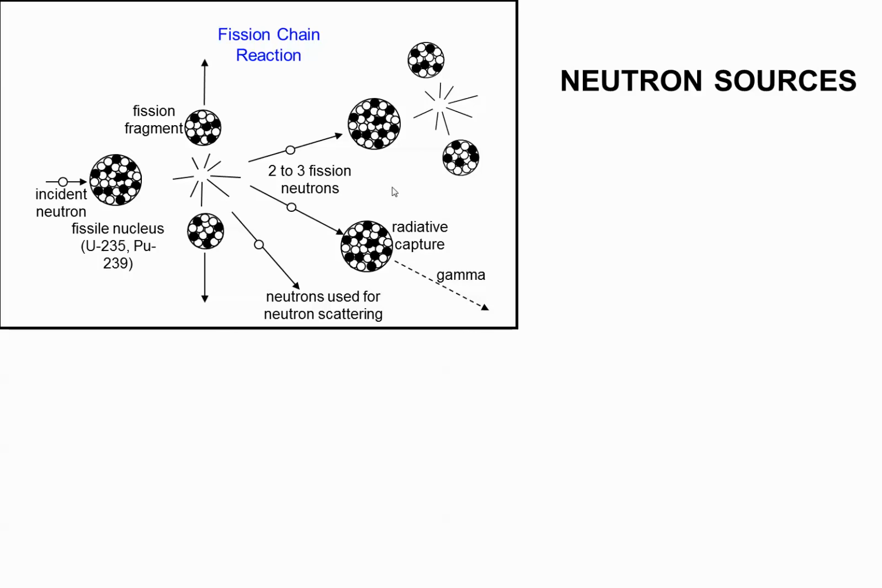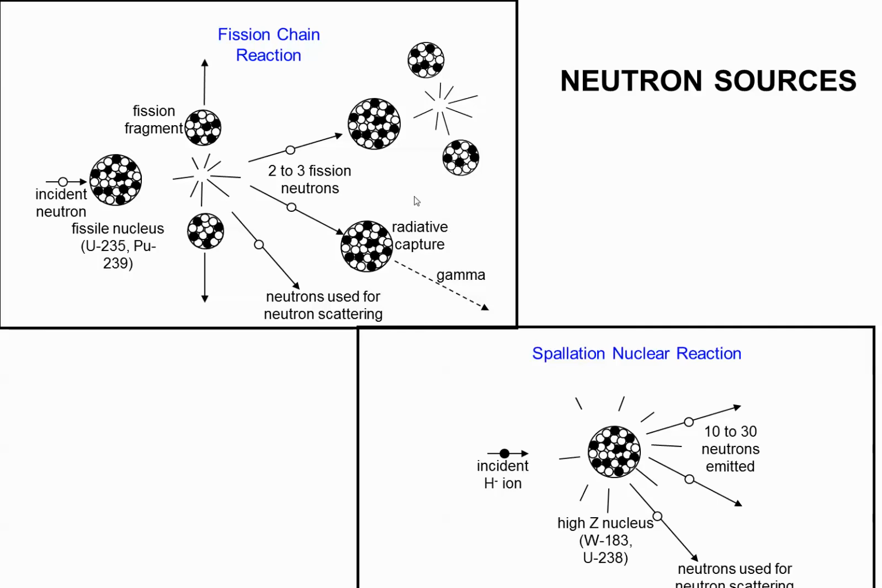That's a nuclear reactor. The second type of neutron source is the spallation nuclear reaction, where a proton is incident on a very heavy, high-Z nucleus like tungsten or uranium-238, giving off 10 to 30 neutrons, which when slowed down can be used for neutron scattering.